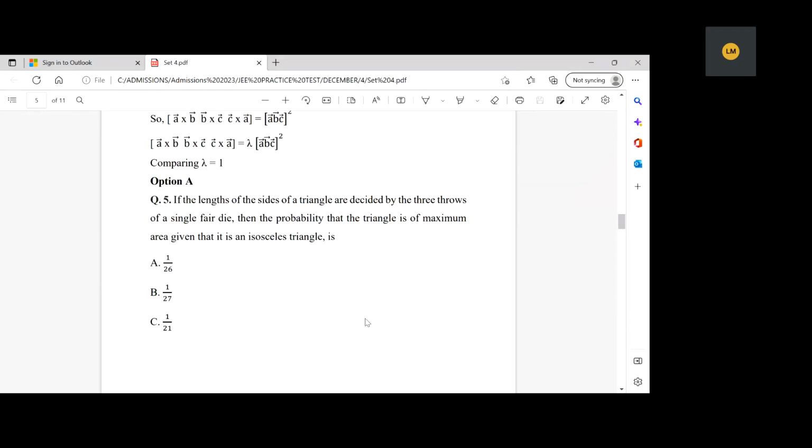Three throws are there, so there are three values. They are the three sides of the triangle, and I need to find the probability of which one will have the maximum area. They have given a clue that it's an isosceles triangle, so two sides will be equal, and their sum will be greater than the third one. That's the basic idea about the isosceles triangle that we have studied in school. So yes, let's check.